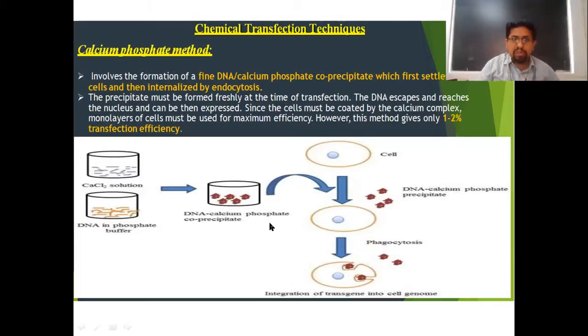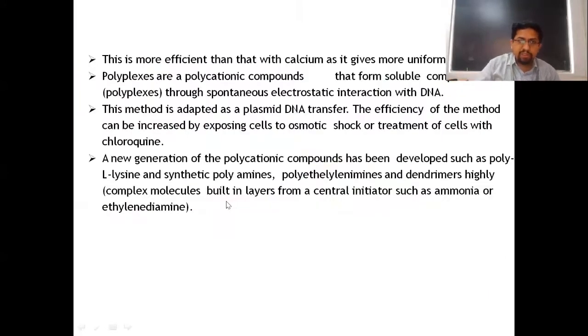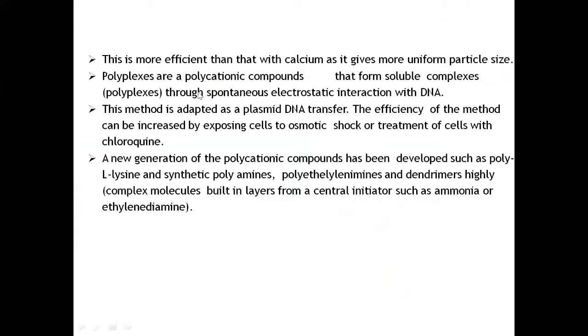These precipitates are mixed with your target cell. When it is mixed with the target cell, through phagocytosis, this entire thing is taken into the cell. Once it is taken into the cell, later your target gene, if it is a stable transfection, can get integrated into your genomic DNA. Now, this is more efficient as calcium will give more uniform particle size.